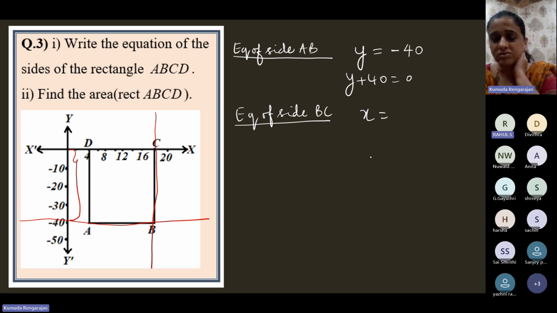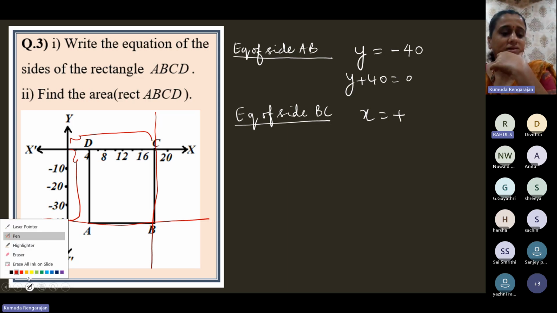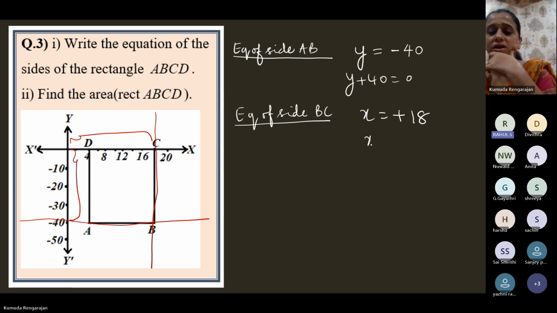Now, does the side BC lie to the right of the y-axis or left of the y-axis? Right. So then is it positive or negative? Positive. And what's the distance between the y-axis and the line? 18. X minus 18 is equal to 0.